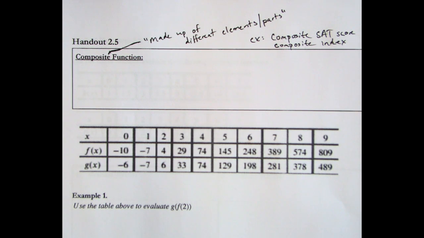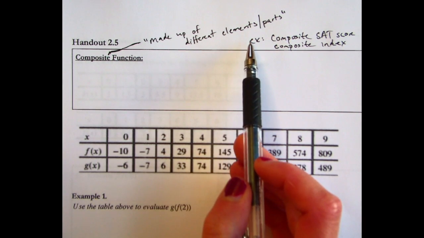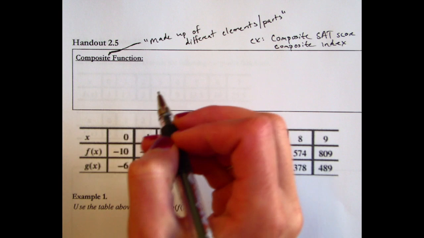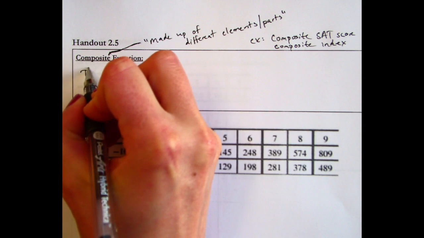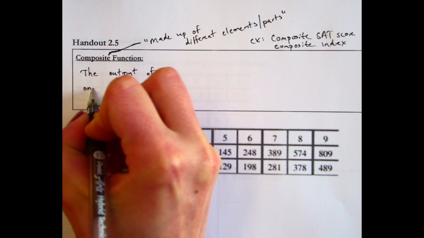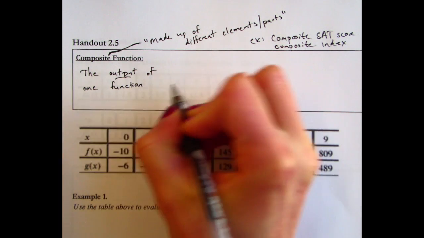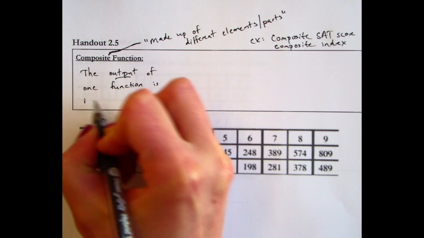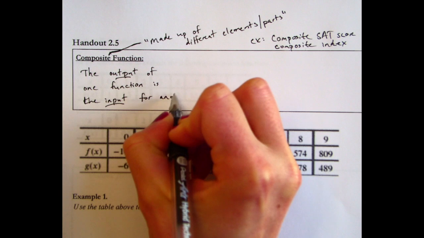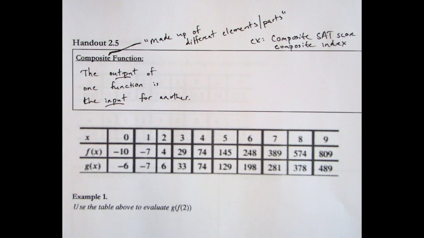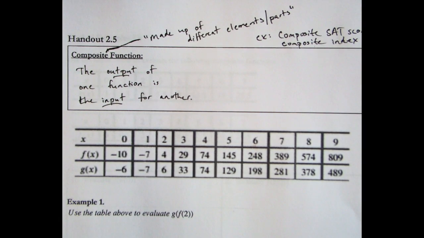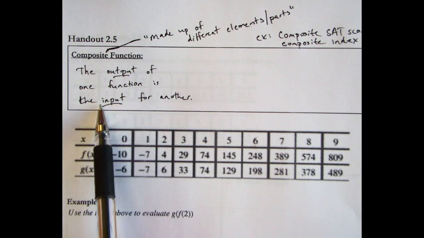So in math, what does it mean to have a function that's made up of different elements or parts? Well, the technical definition that comes right from your textbook is: the output of one function is the input for another. As with most cases, this definition is not super helpful until we actually do the math and then maybe come back and revisit it and think, what does it mean for the output of one function to be the input of another function?